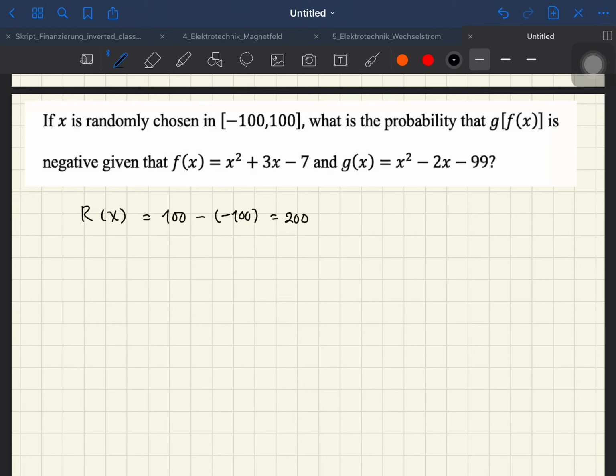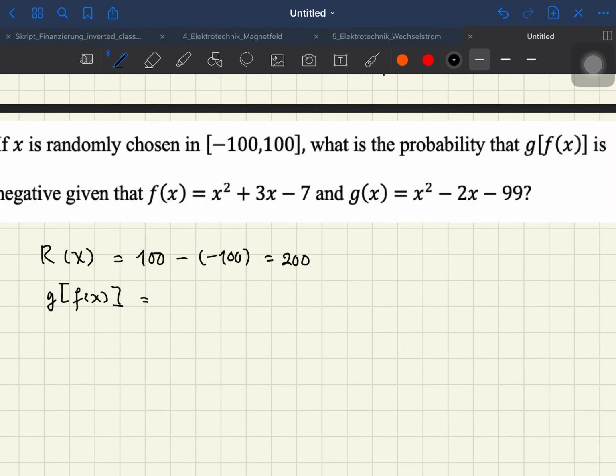You will get 200. Okay, so the question is, what is the probability that gf(x) is negative, given that f(x) is something and g(x) is something? What is meant by the composite function gf(x) is that you substitute f(x) into g(x). So in place of x, you will have f(x), and then minus 2f(x), and then minus 99. This is called the composite function.